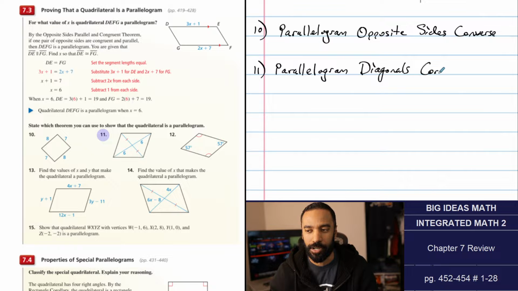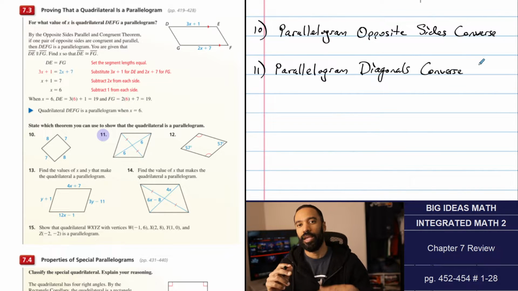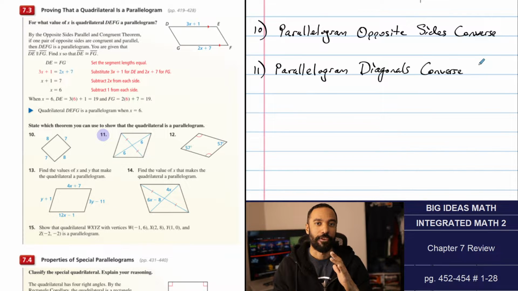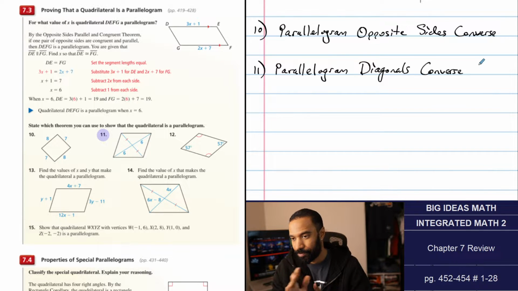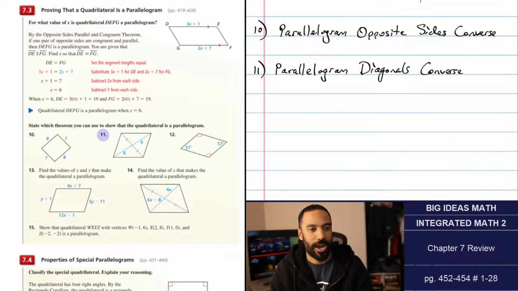Now these are converses. Remember, a converse of a theorem switches the if and the then. If a quadrilateral is a parallelogram, then the diagonals bisect each other. If a quadrilateral's diagonals bisect each other, then it's a parallelogram. I just don't know if that's the name. Now, not all theorems have true converses. These ones do.